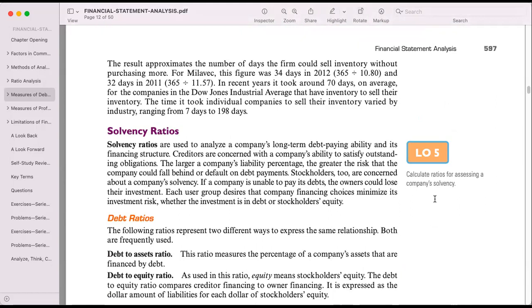Now let's proceed to the solvency ratio. Solvency, of course, means being solvent long-term. Liquidity, liquid, short-term. Solvency ratios are used to analyze a company's long-term debt paying ability in its financing structure. Creditors are concerned with a company's ability to satisfy outstanding obligations. So the larger a company's liability percentage, the greater the risk that the company could fall behind or default on debt payments.